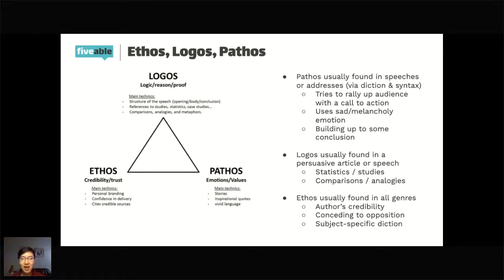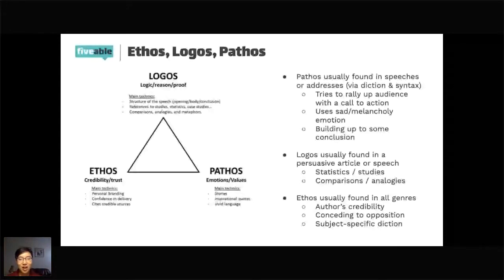Finally, there's ethos. I say that it's usually found in all genres, but I would advise against it. An appeal to credibility doesn't often appear in many rhetorical analysis essays. Like, you won't see Dr. Martin Luther King Jr. talking about how he's an anti-slavery, or excuse me, he's an anti-segregationist or something like that. But usually you'll see, to some extent, some kind of author credibility.